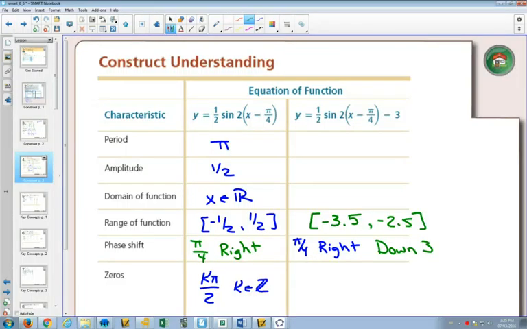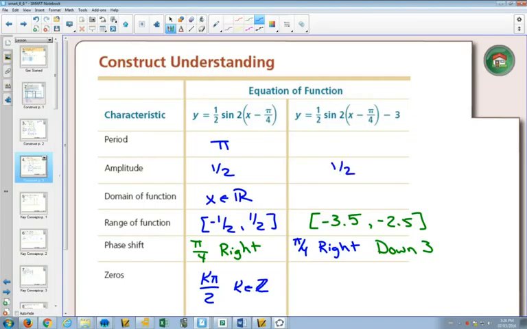The amplitude is still going to be a half, because if you think about this, your center line now is at 3, and it's still a half to the top and a half to the bottom. Or sorry, the center line is at minus 3. So our amplitude stays a half.